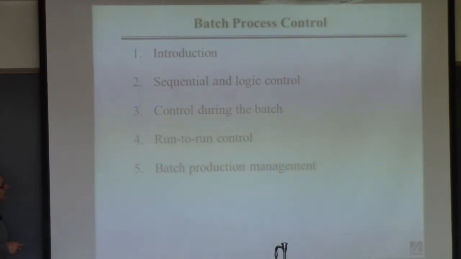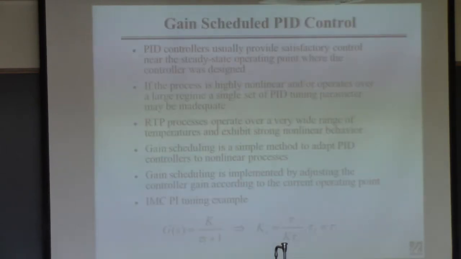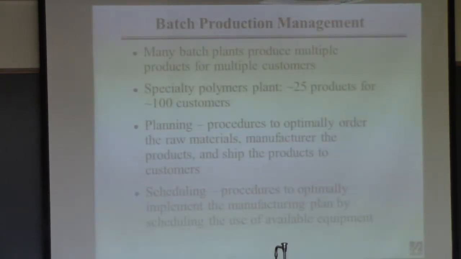Because typically, when these batches are performed, product quality measures are not measured till the end of the batch. So there's no way to improve the batch you're running, unfortunately. But you can use certain recipes to try to improve the next batch given the information you get on what you just made. All right, so we're way down here on scheduling and planning and things like this.